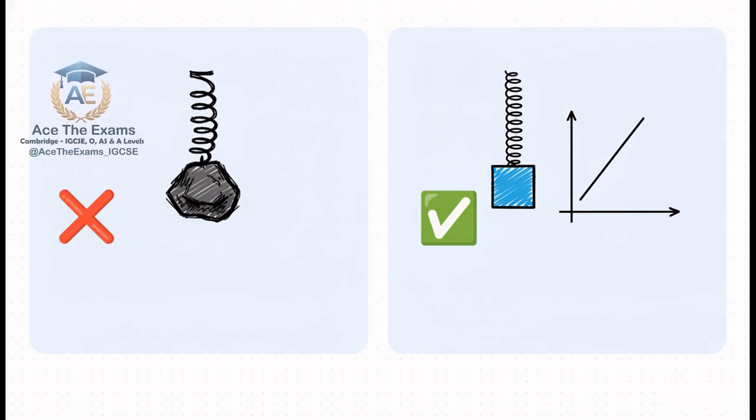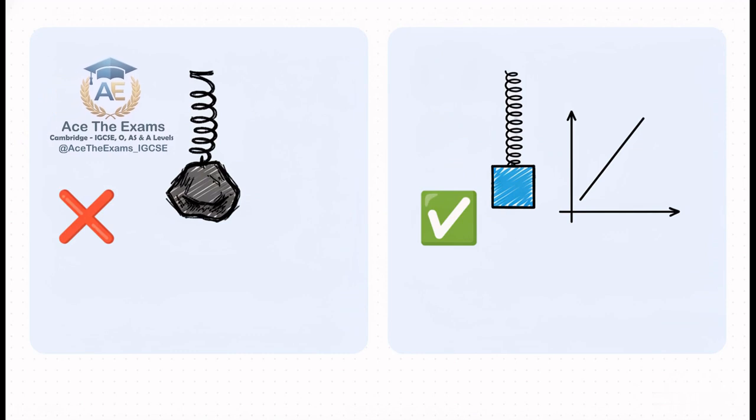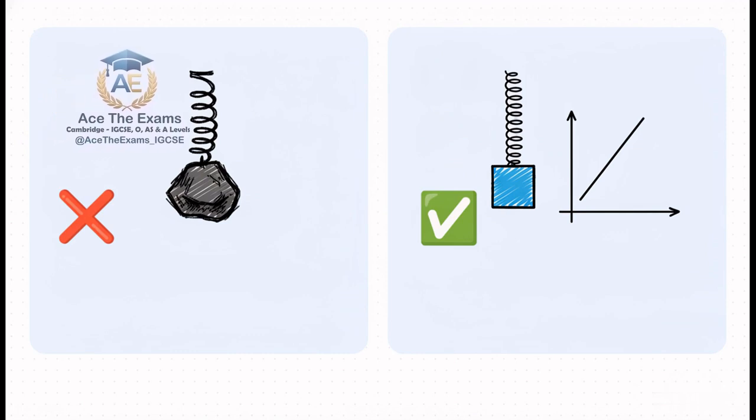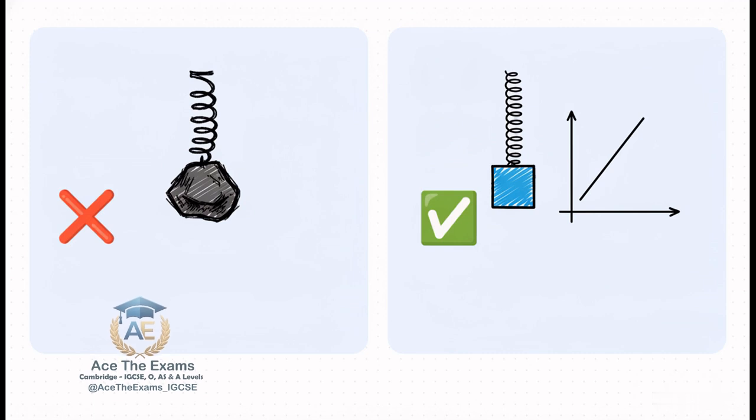Now, what's really interesting about this slide is seeing that framework practically in action. Look at the flawed student error on the left. It says, the spring gets longer as you add weight. I mean, yeah, it's true, but it earns absolutely nothing. It's way too vague.